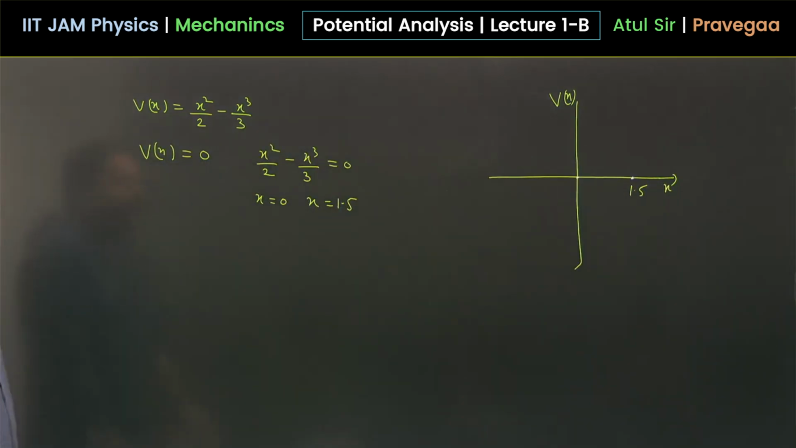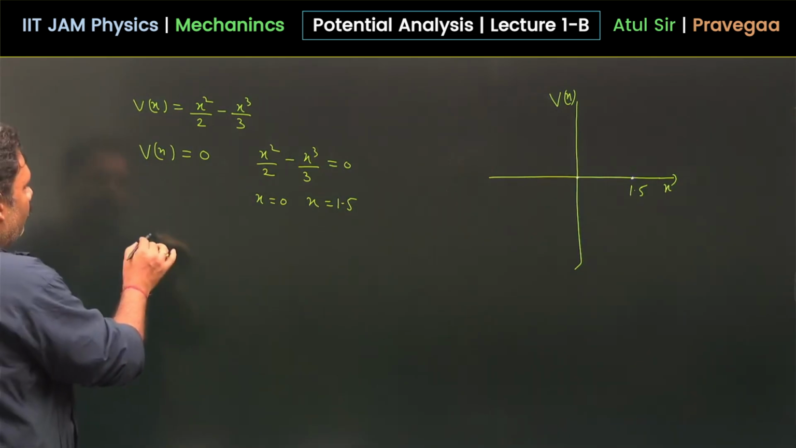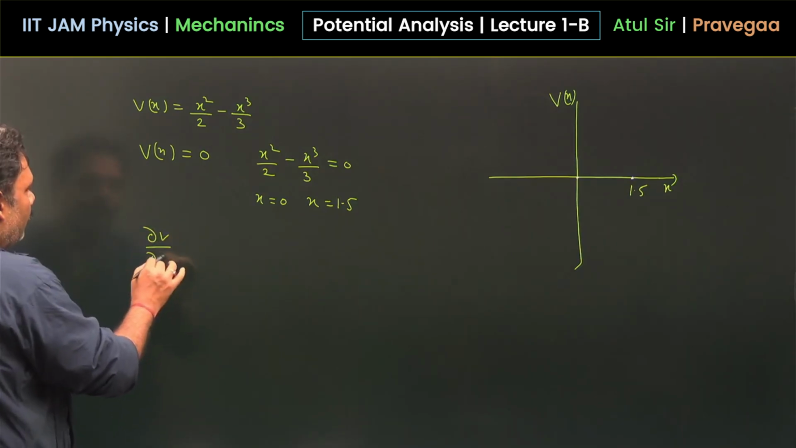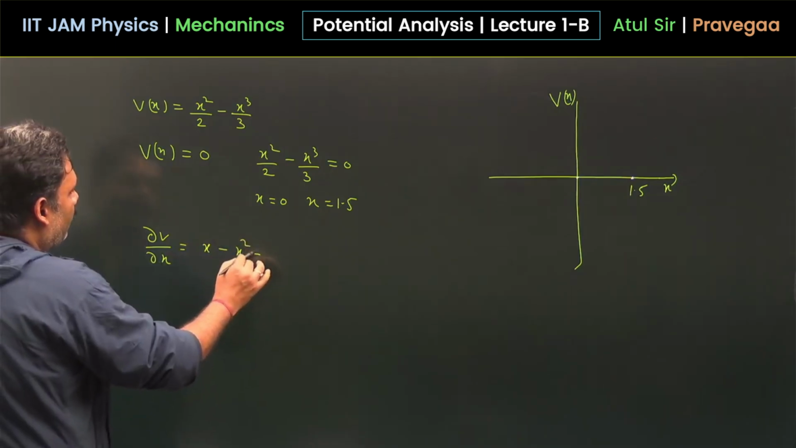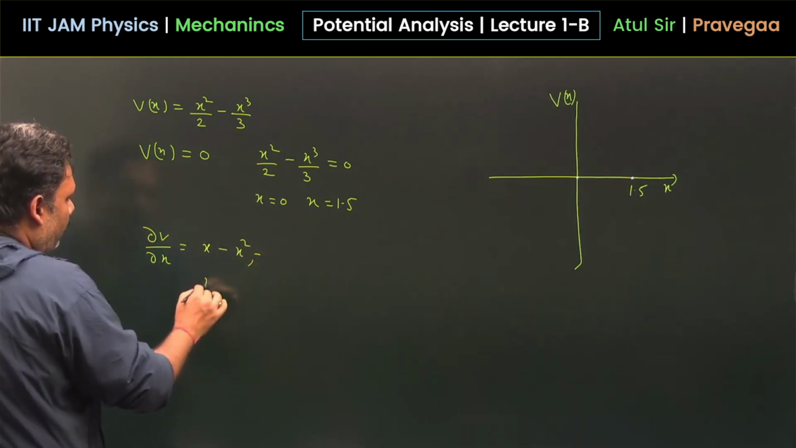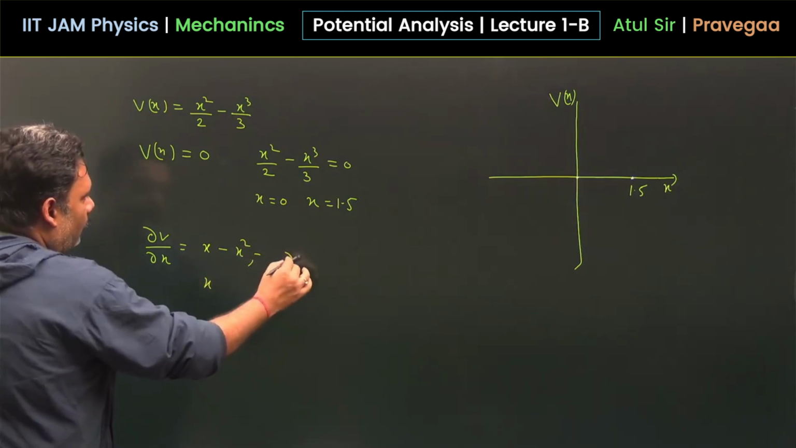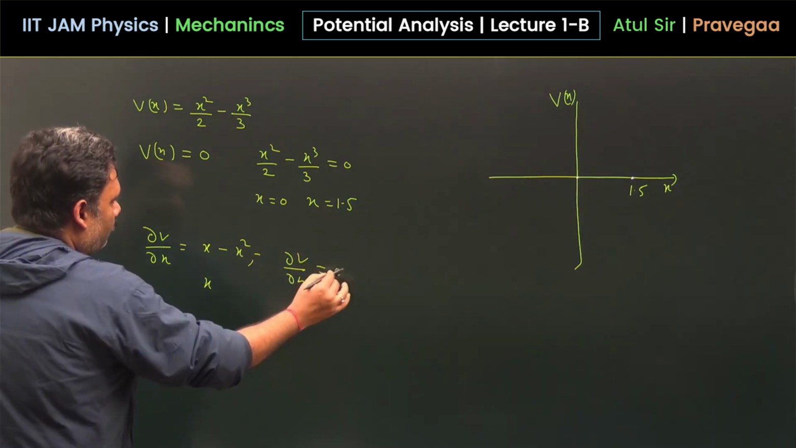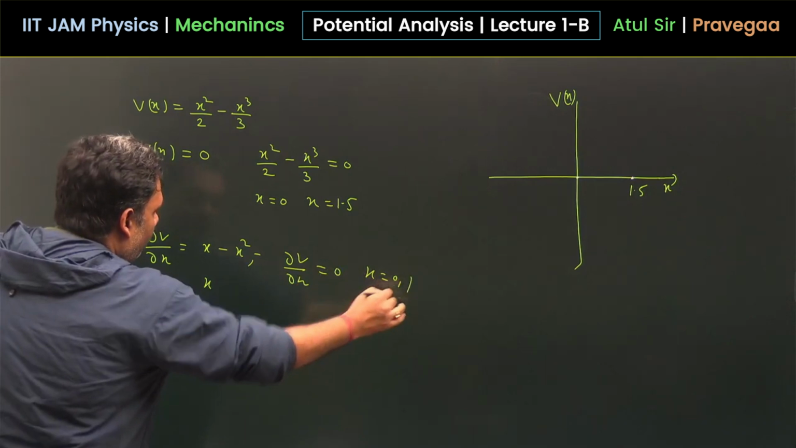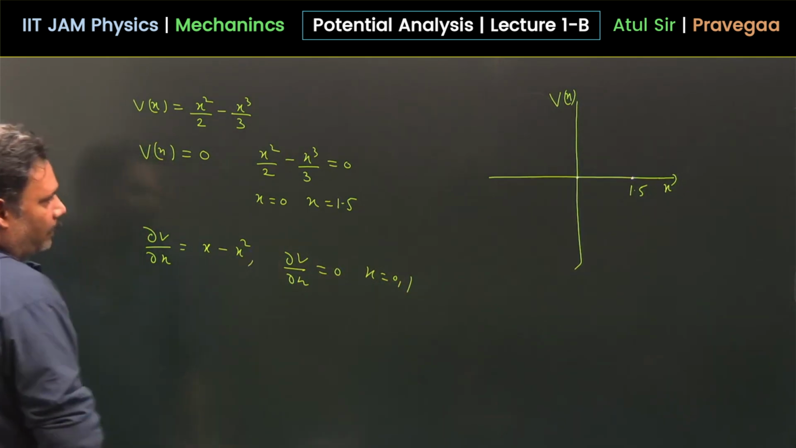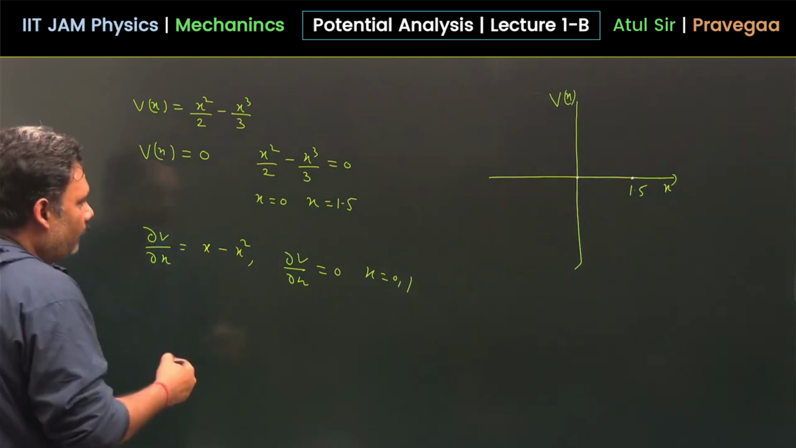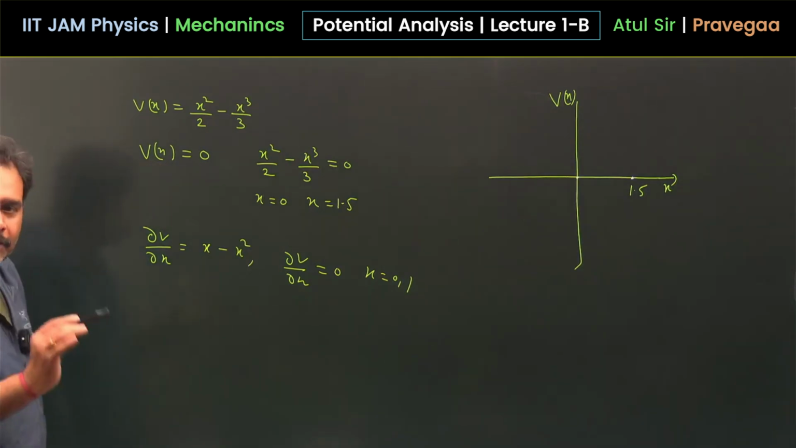Next, you have to find the maximum and minima or a stable or unstable point. So yes, we have to find maximum and minima. So del v upon del x की value क्या होगी? x minus x square, and from here that value del v upon del x must be 0. You will get 0 and 1. Yes, and after then we have to choose which one is stable and which one is unstable.